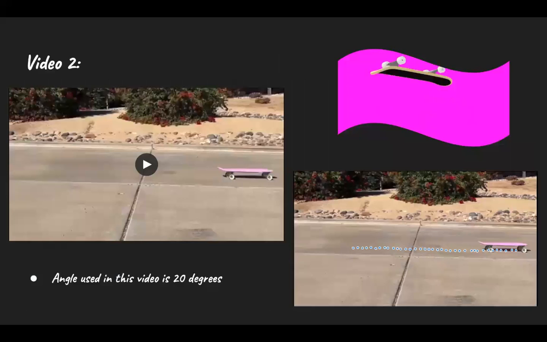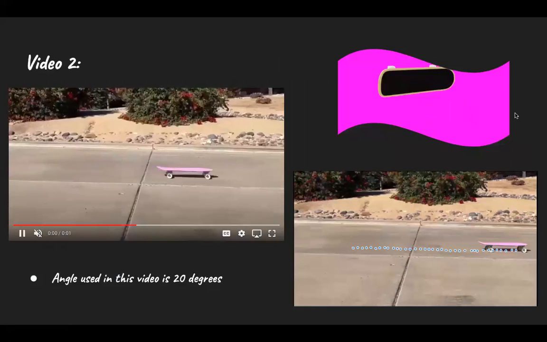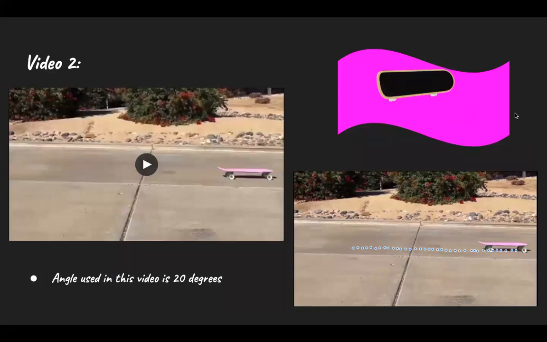Here is the second incline we used for the project, which had an angle of 20 degrees. Using the video analysis tool, points were plotted at the first wheel of the skateboard so that the position and velocity versus time graph could be determined. This is seen by the image on the bottom right.